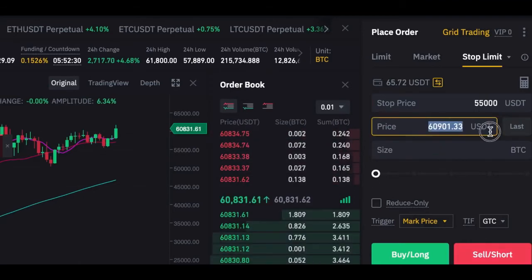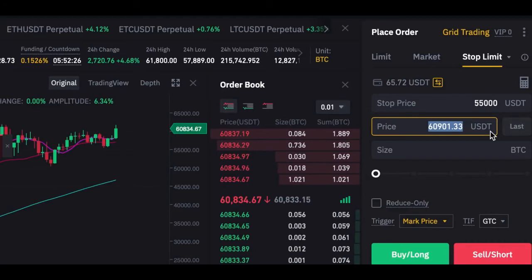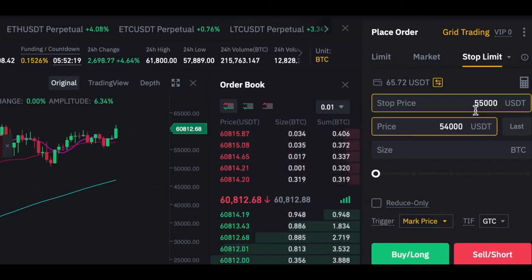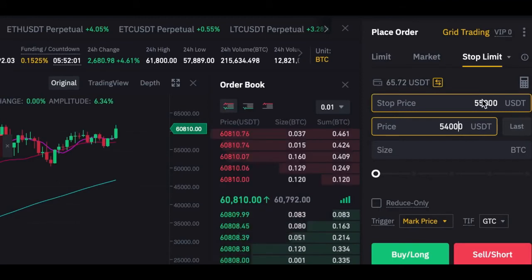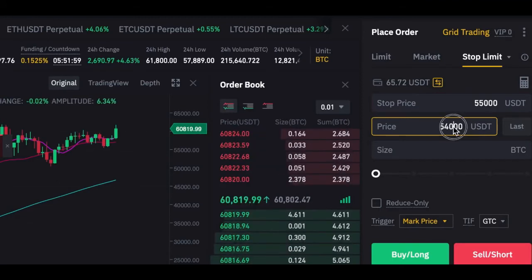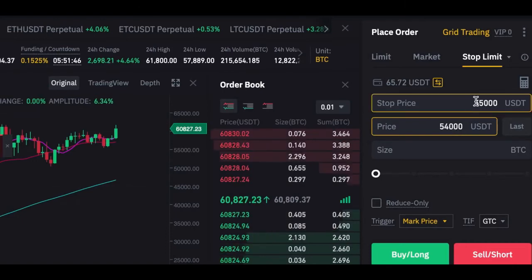The price we can put below the stop price. So let's say 54,000, okay? What we're telling the system to do is that if the price of Bitcoin gets down to 55,000, I want you to sell out my position, and the lowest price that I'm willing to trade at is 54,000. So the order will be triggered when the price is 55 and the lowest price that I can trade at is 54. So you're giving the system a range that you want to trade at.